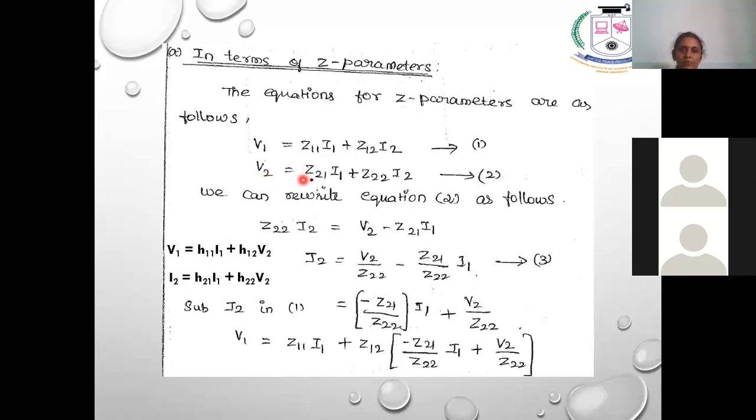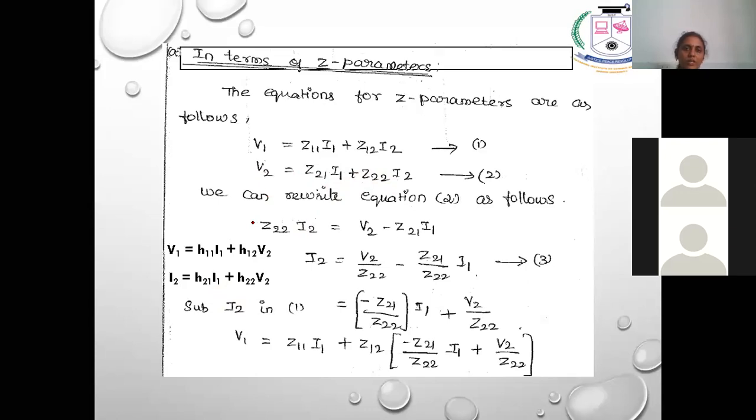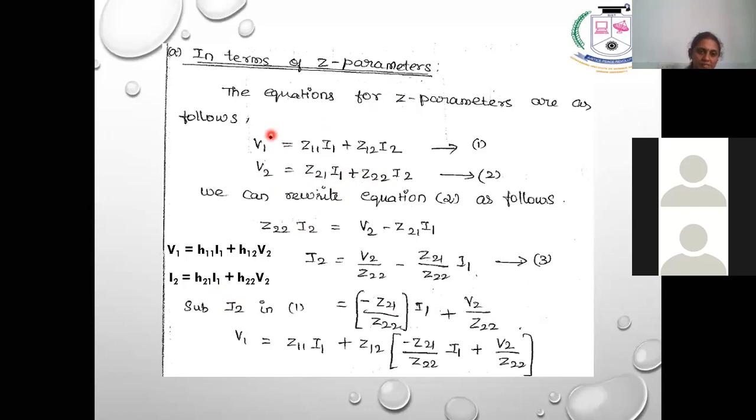V2 is equal to Z21 I1 plus Z22 into I2. Okay. Now compare this with the H parameter equation. Now see here, which is similar. This is V1 and V2, and this is V1 and I2. V1 is simpler. So leave the V1 equation, take the other equation.